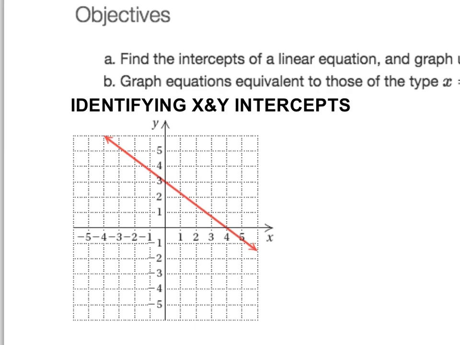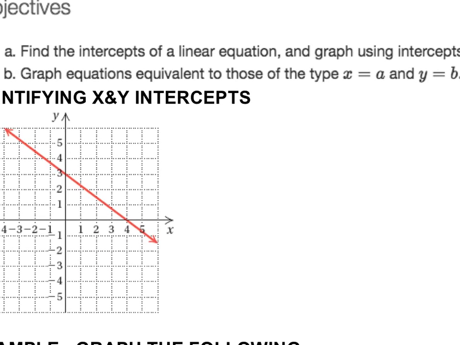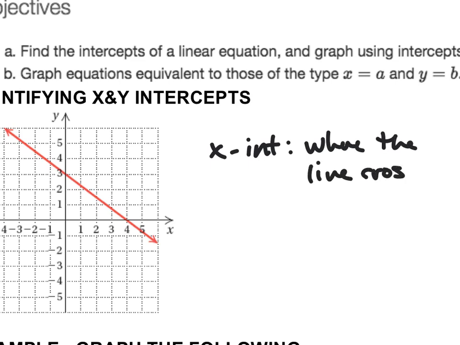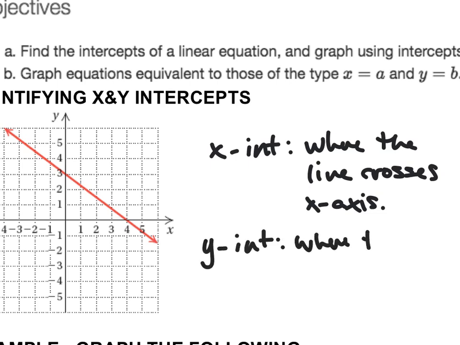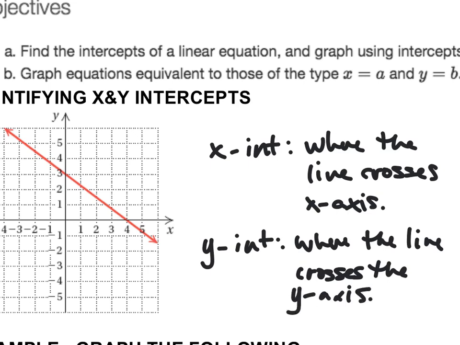So what I do, and let's write this out, the x-intercept, and I just call it the x-int, okay, is where the line crosses the x-axis, okay? And then for the y-intercept, it's where the line crosses the y-axis, okay? And so let's do this.